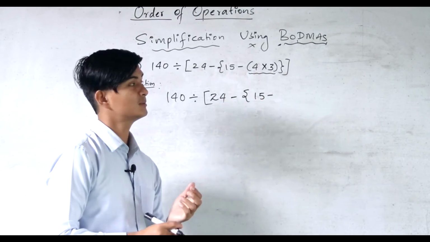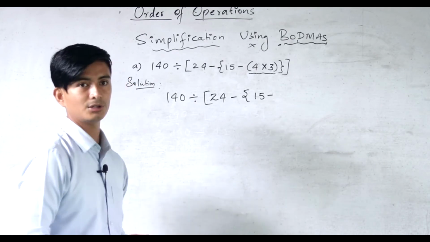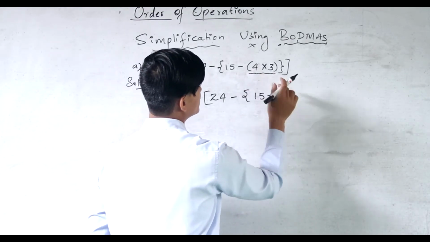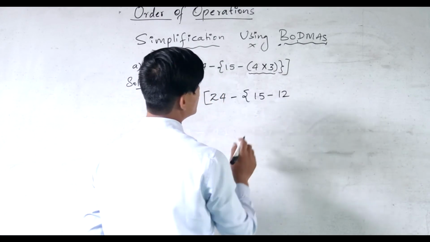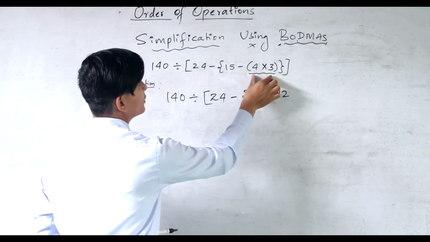Inside the small bracket we have got 4 multiply 3, so inside that we have got 4 into 3, so we have to multiply that one, okay. 4 threes are 12.